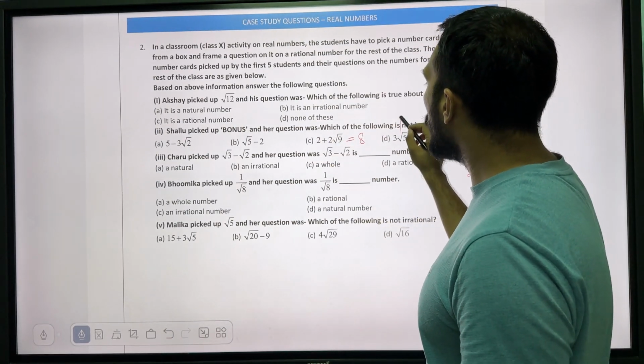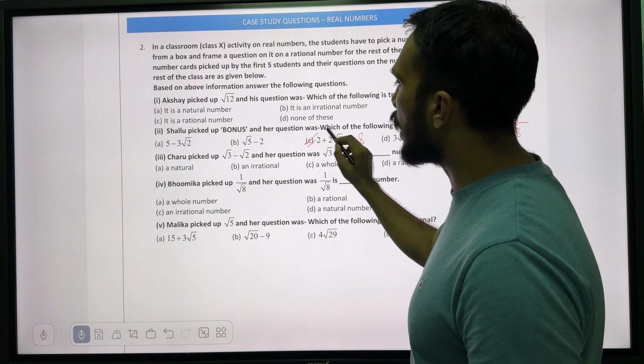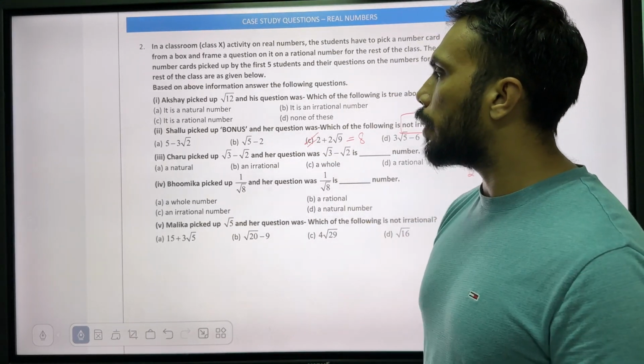So which of the following is not irrational, or which of the following is rational? This is your question, and the correct answer is going to be C. After simplification it becomes 8.